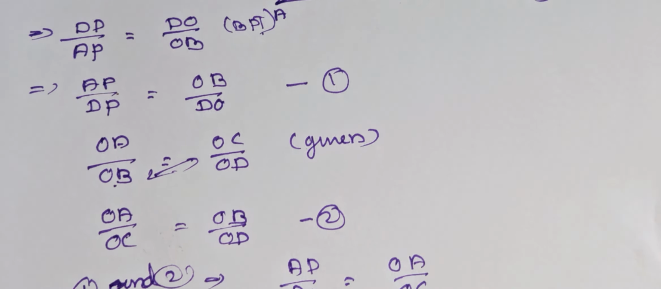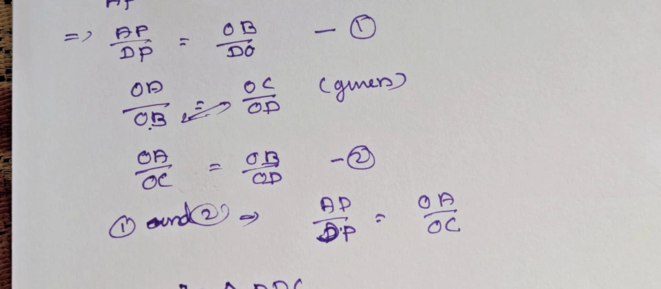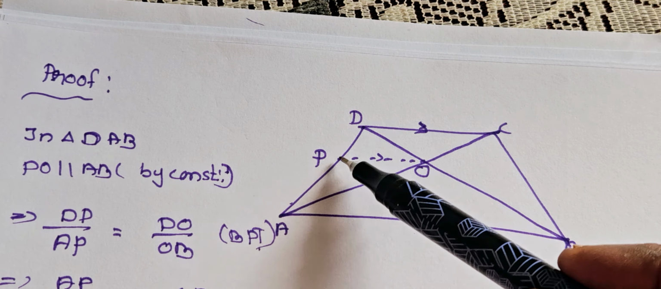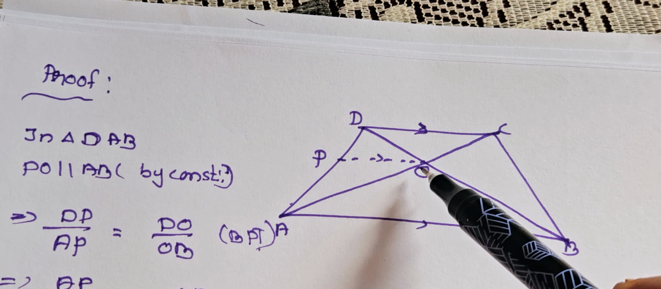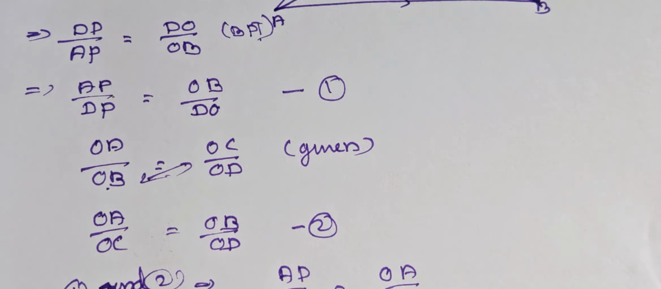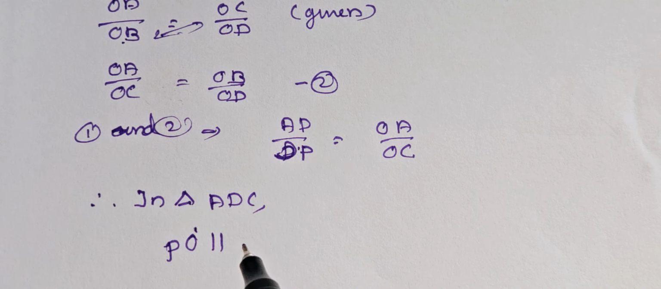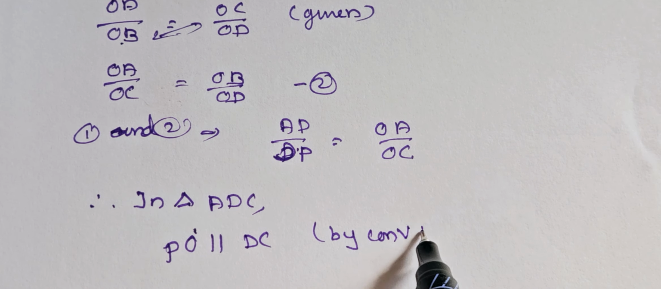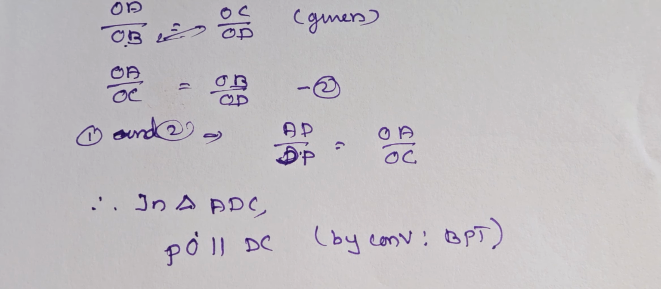That is, in triangle ADC, we proved that AP by DP equal to AO by OC. Therefore, by converse of basic proportionality theorem, PO parallel to DC. We get PO parallel to DC. Reason, by converse of basic proportionality theorem. If the ratios are equal, then the lines are parallel.